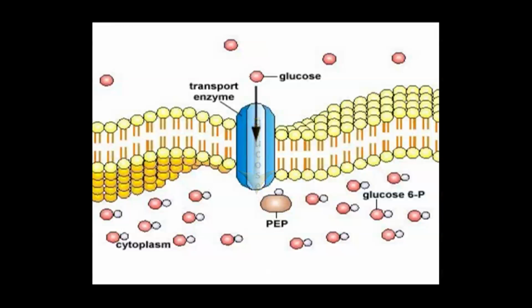After its entry, it is phosphorylated to glucose 1-phosphate by an enzyme associated with the membrane, right? And this happens with the help of phosphoenolpyruvate as a high-energy bond donor instead of ATP. So that is called group translocation. Being glucose 1-phosphate, it cannot travel back outside of the cell.